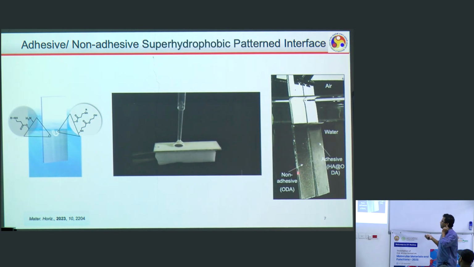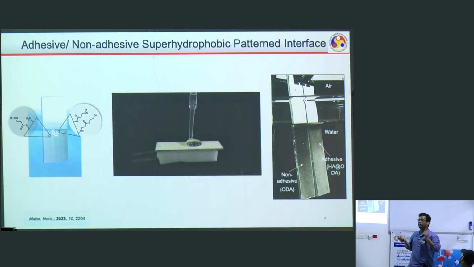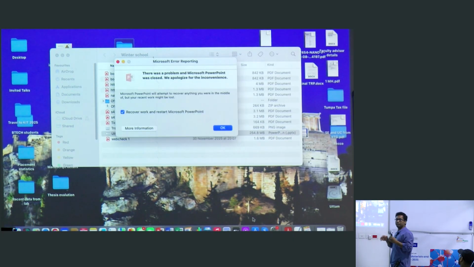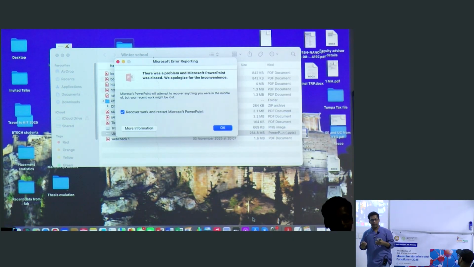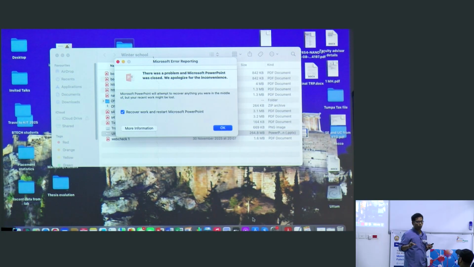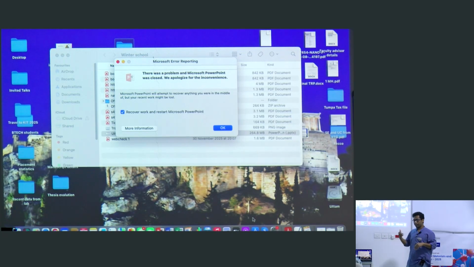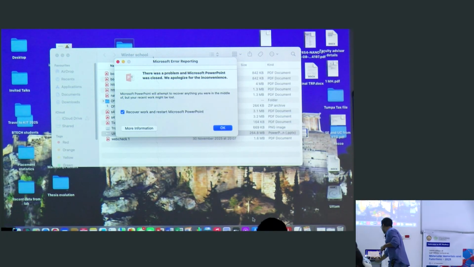So an underwater non-adhesive interface looks very shiny. You know why? Because of internal reflection. In this porous coating you have trapped air, and when you submerge underwater and light falls, it's basically trapped, and then internal reflection takes place. The more trapped air you have, the more this phenomenon, and you have a shiny interface.